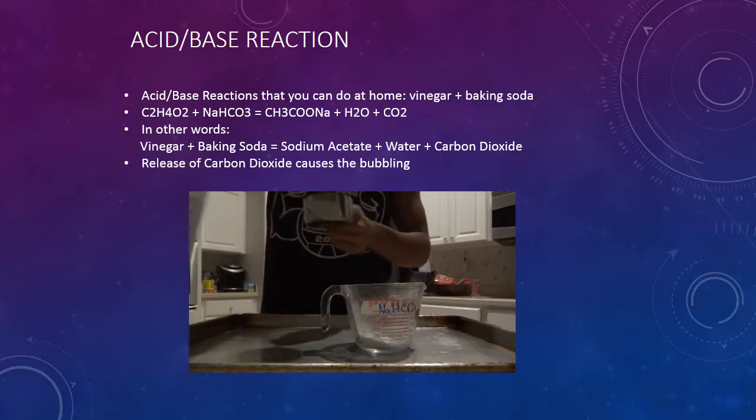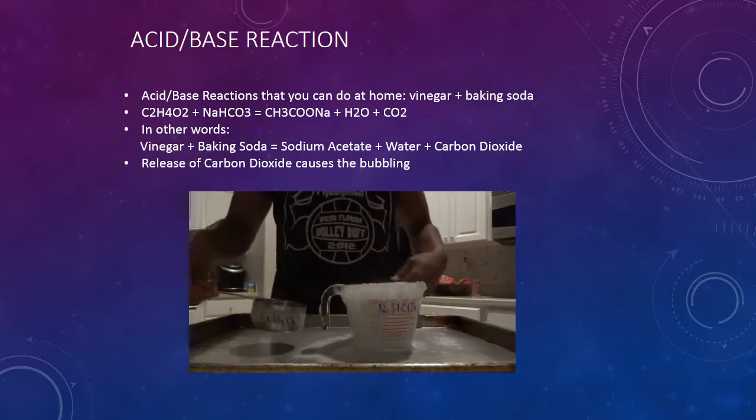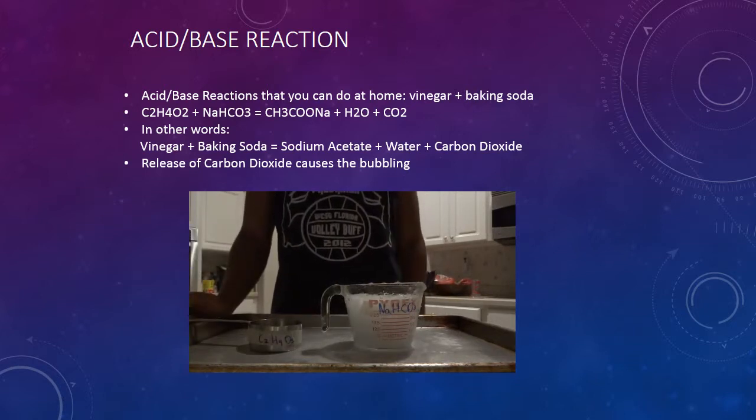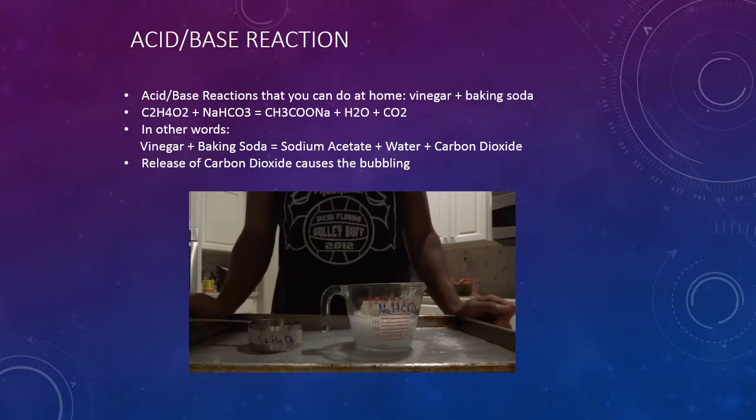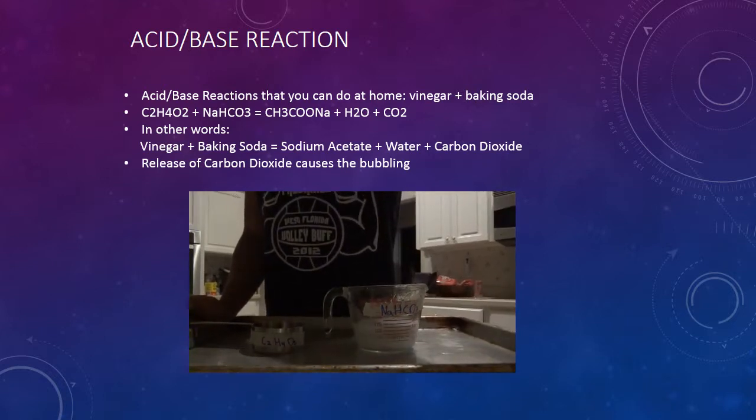So basically what he's doing is he's mixing NaHCO3, which comes from baking soda, with C2H4O2, which comes from vinegar, which releases carbon dioxide and then causes bubbling.